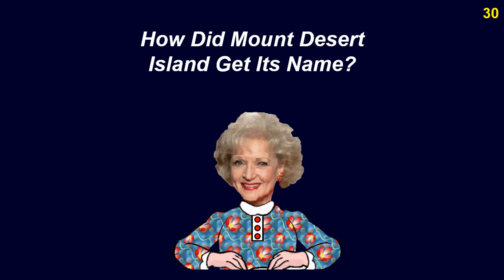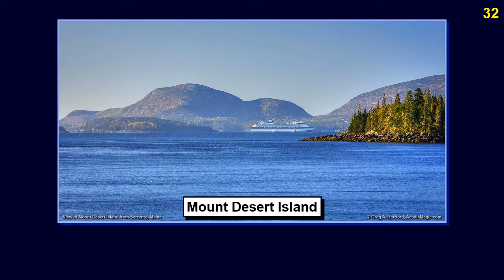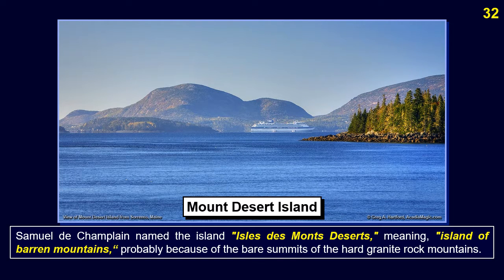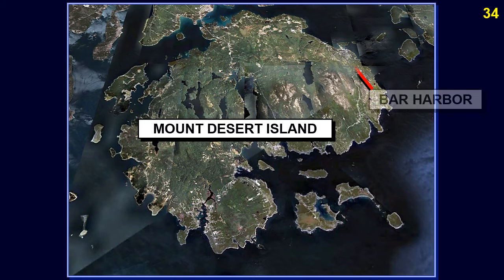How did Mount Desert Island get its name? In 1604, French explorer Samuel de Champlain is believed to have run aground at Otter Point on Mount Desert Island. Samuel de Champlain named the island Ile des Monts, meaning island of barren mountains, probably because of the bare summits of the hard granite rock mountains. The island is now called Mount Desert Island. This is a satellite view of Mount Desert Island, showing the location of Bar Harbor.